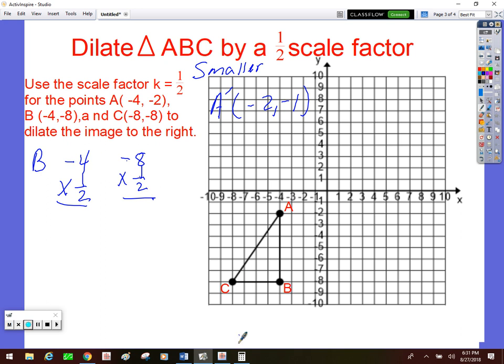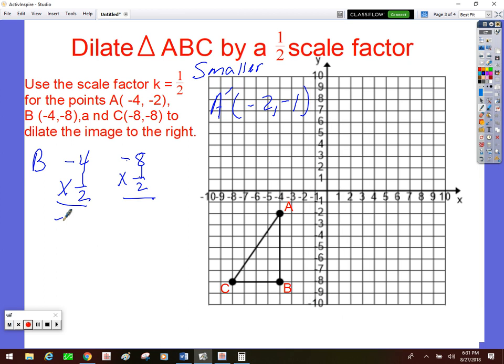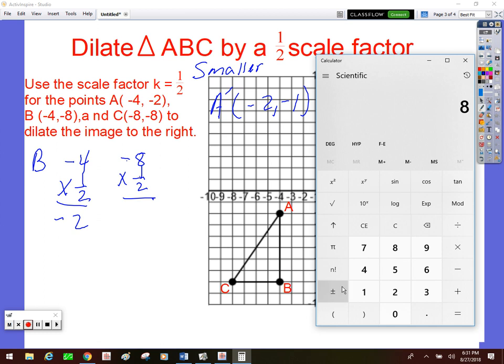So let's go back with the calculator. We have negative 4 again, times 1/2, is equal to negative 2. So we have negative 2 again. All right, and then we have negative 8 times 1/2. And I'm doing the same thing your calculator's doing. I'm just having to do it the long way.